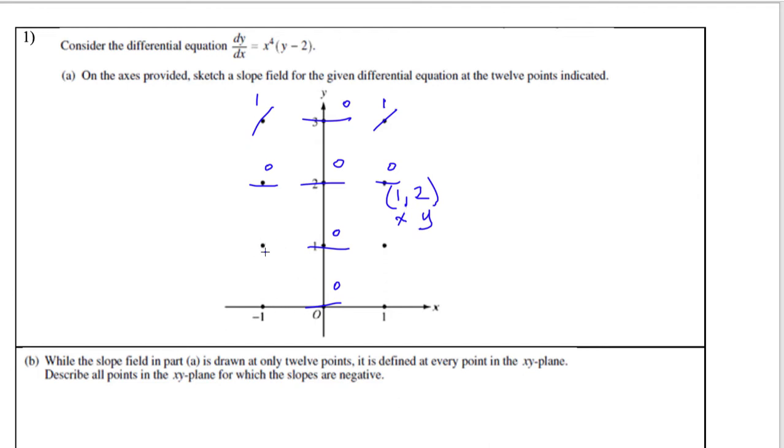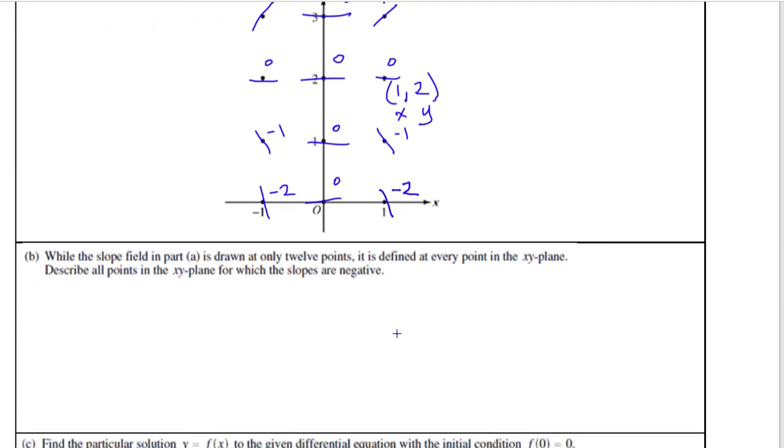When I have a y coordinate of 1, 1 minus 2 is -1, and this one is always going to be 1, so I have a slope of -1, -1, slope of -1, -1. And finally, y coordinate of 0, 0 minus 2 is -2, so this is a slope of -2, -2, slope of -2. I can do it better, -2. Questions? Then we're on to part B.